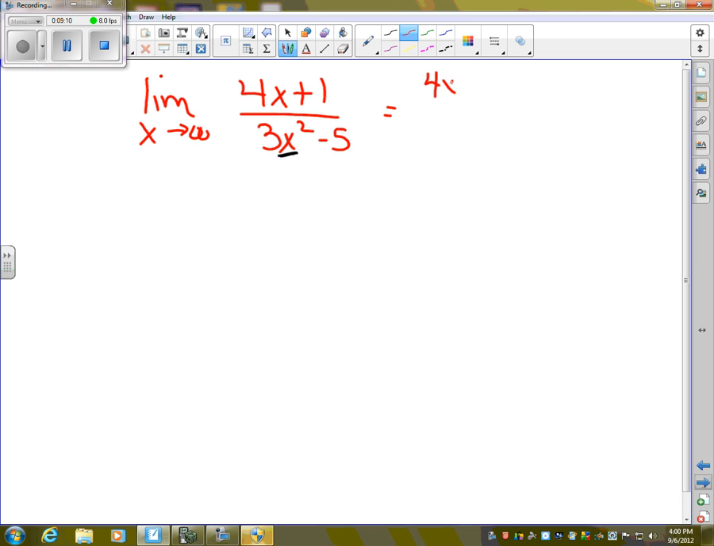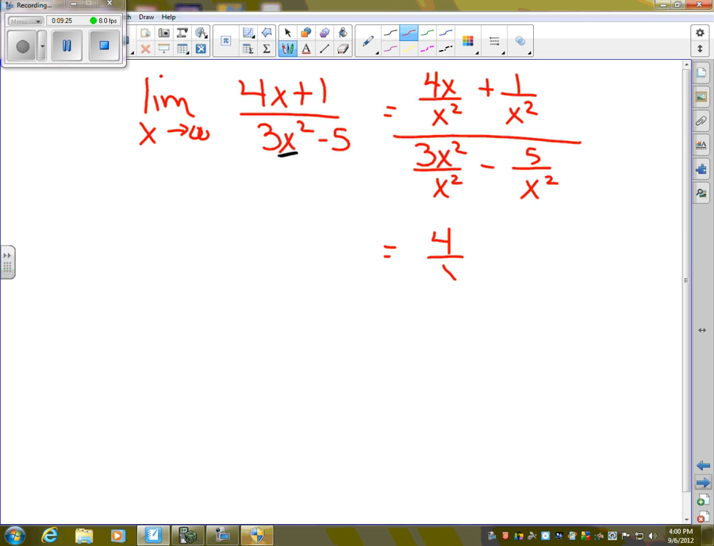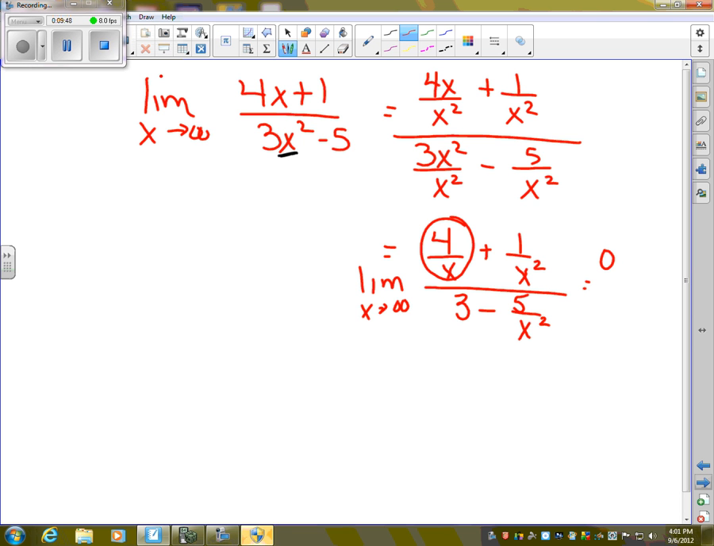So we take 4x over x squared plus 1 over x squared, over 3x squared over x squared minus 5 over x squared. Now that would actually simplify to 4 over x plus 1 over x squared, and then 3 minus 5 over x squared. And now we're supposed to do our limit as x approaches infinity. Well, here we're going to have 4 over big, which we said was little. That's 0. Plus, that's 1 over big squared.